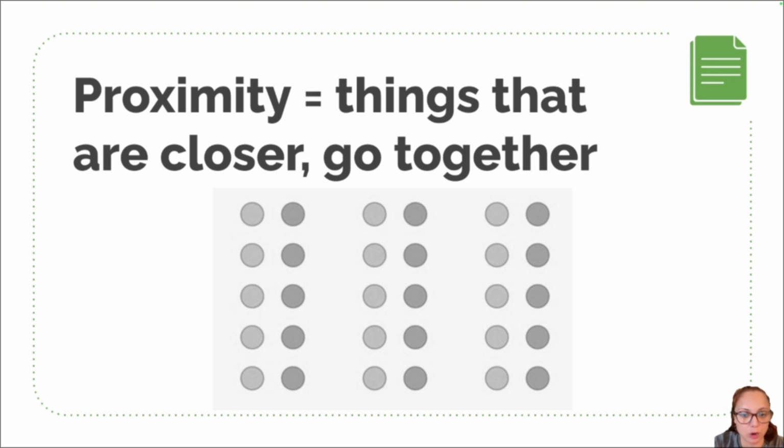Even in this picture, we can tell which circles go together. And even if there was color applied, like purple and orange columns here, we can see how powerful the principle of proximity is. When things are closer together, people can tell that they go together. Let's see how this applies to a memo.